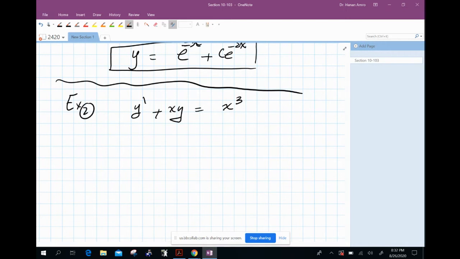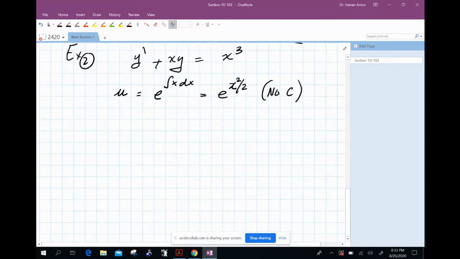Now if we actually find the integrating factor, this will be e to the integration of x dx, which equals e to the x squared divided by 2. So we found what we call the integrating factor. Remember again, we will not add c here, c must be added later.